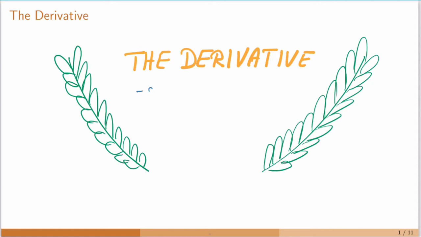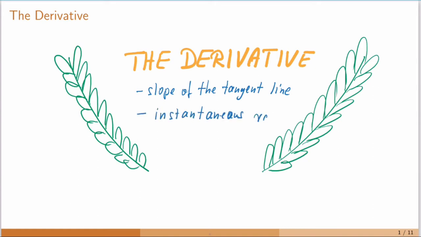The one is the slope of the tangent line, which means, of course, I will introduce what the tangent line is. And the other one is the instantaneous rate of change. So we actually have a lot to go through in this video, so let's get started right away with the definition.